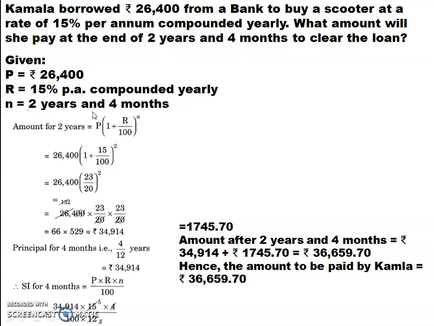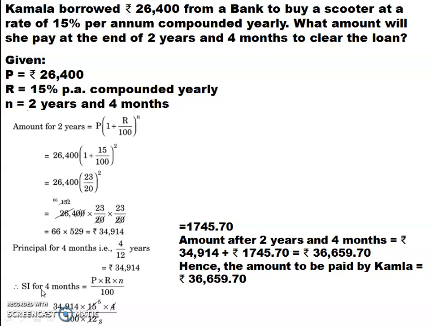Now, what will you do? First, you will calculate using this formula for 2 years. The 4 months means you didn't complete 1 year, so you will take principal for 4 months as whatever you got after 2 years. That is, amount for 2 years you got 34,914. This will be the principal after 2 years.